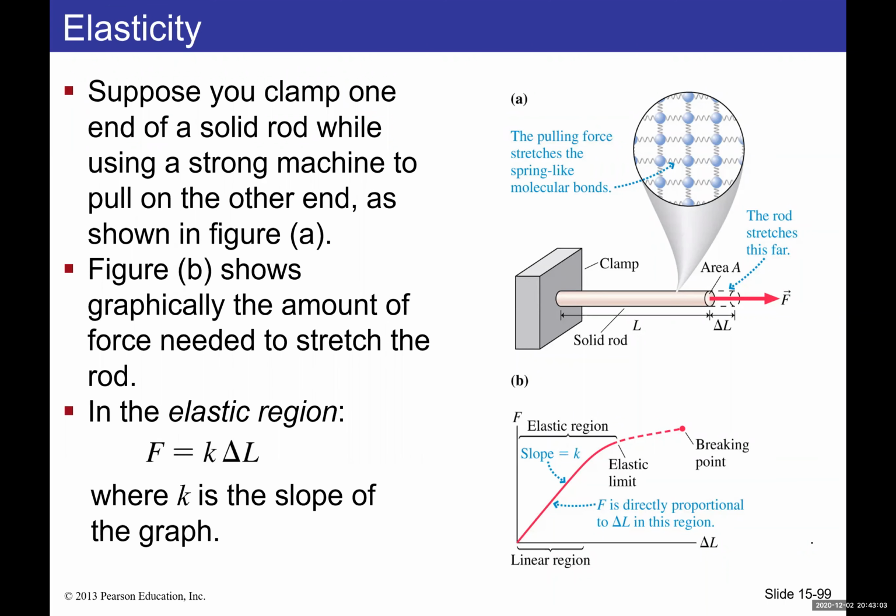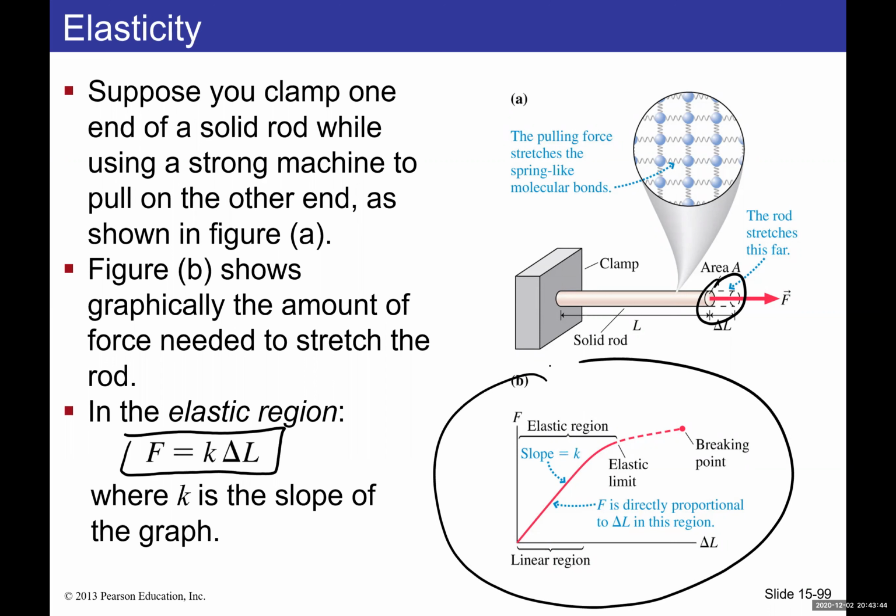So suppose you clamp one end of a solid rod while using a strong machine to pull on the other end, as you see in this picture over here. The figure shows graphically the amount of force needed to stretch the rod. And this equation you have probably already recognized, F equals k times delta L. It's basically Hooke's law that we have seen, right? So force equals some proportionality constant times delta L, which is just the change in length. That means if you clamp it at one end and apply force on the other end, it can actually be stretched a little bit, by this distance delta L.